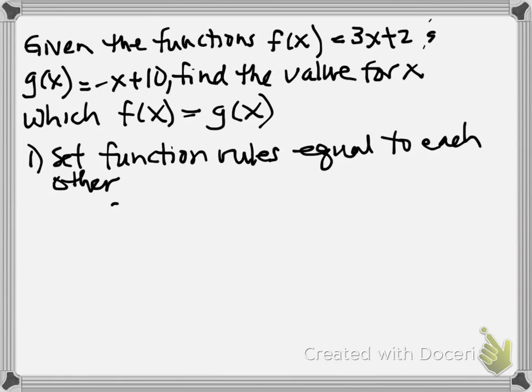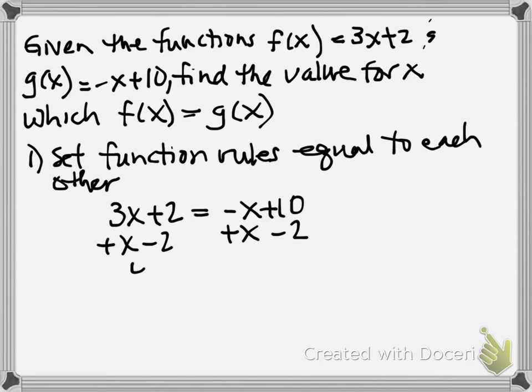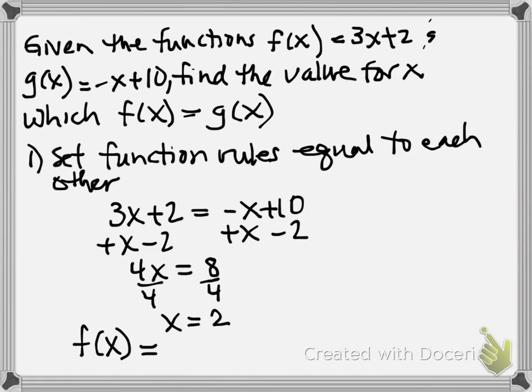So we would take 3x plus 2, that's the f of x, equals negative x plus 10, that's the g of x, and then we would do opposite operations to get the x's on the left and constants on the right, and then we would get 4x equals 8. Divide both sides by 4, and we would get x equals 2. So we would conclude that f of x is equal to g of x when x equals 2. So that's one way to solve it.